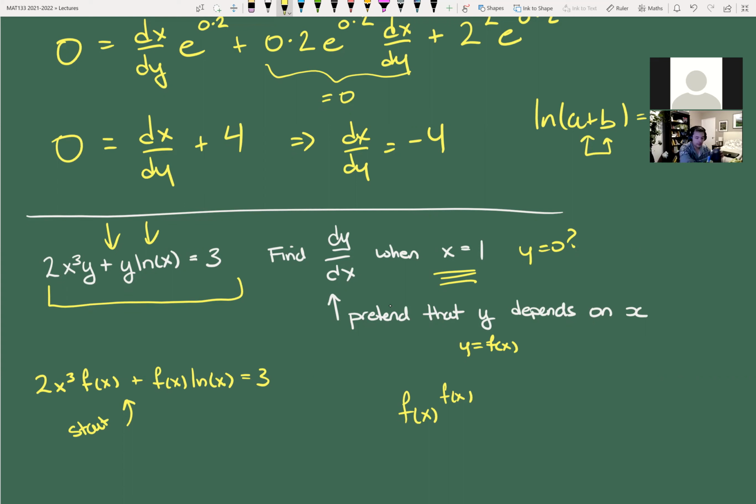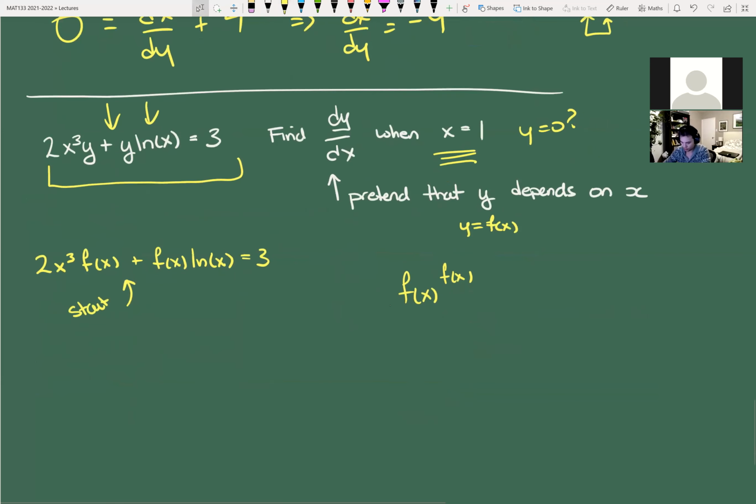Okay, sure. Kayla, let me do this one first because I promised Connie I would do it for a long time. And then we'll come back and we'll do yours. All right, so Connie, do you want me to do the f of x version or do you want me to do the original version? Original? Okay.